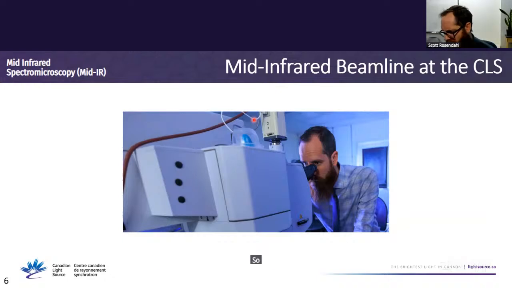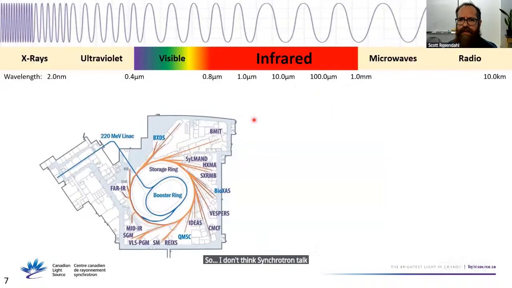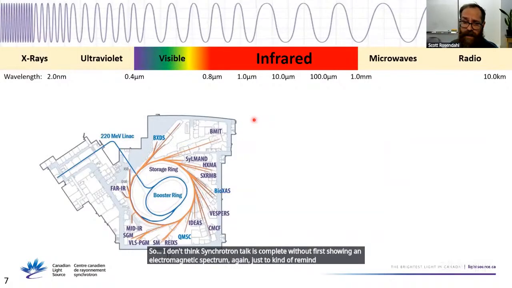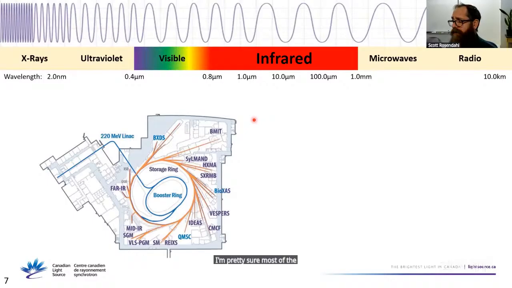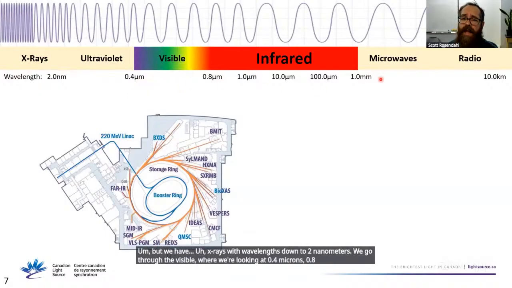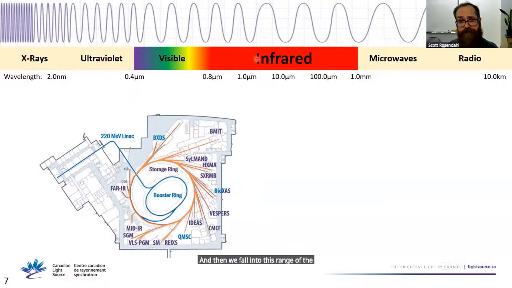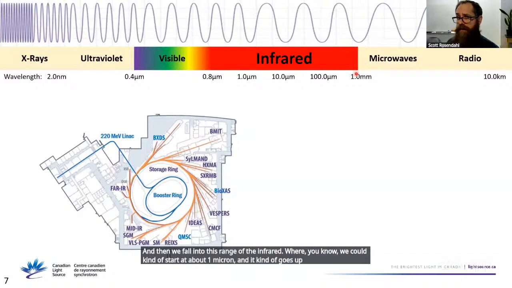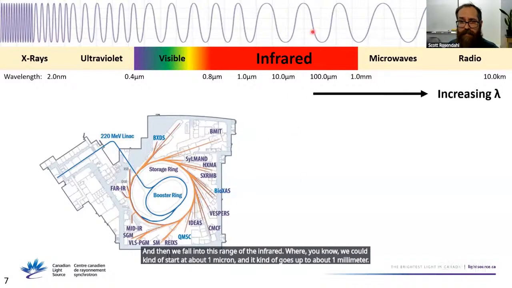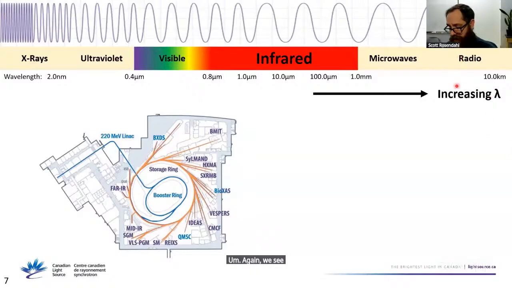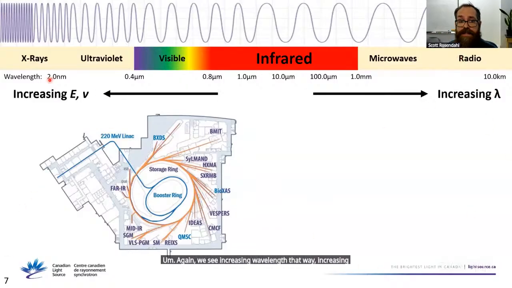So I don't think a synchrotron talk is complete without first showing an electromagnetic spectrum. Again, just to remind everyone, I'm pretty sure most of the audience is fully aware of all these things. But we have X-rays with wavelengths down to 2 nanometers. We go through the visible, where we're looking at 0.4 micron to 0.8 micron. And then we fall into this range of the infrared, where we can start at about 1 micron and it goes up to about 1 millimeter. Again, we see increasing wavelength that way, increasing energy and frequency going the other way.